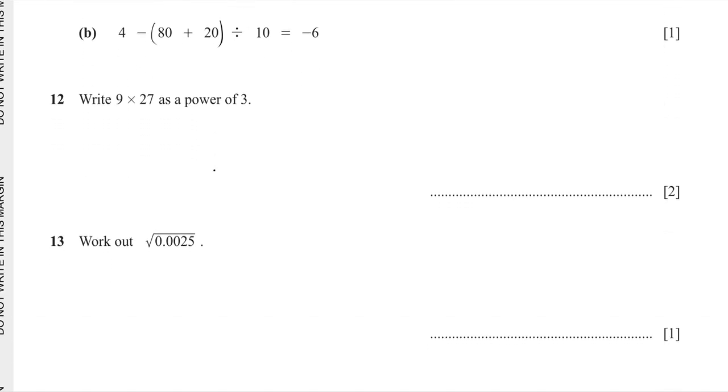Let's go to question number 12. Write 9 times 27 as a power of 3. First, we have to know 9 equals 3 squared and 27 equals 3 times 3 times 3, that equals 3 cubed. So we have got 3 squared times 3 cubed. Whenever you are multiplying the same bases, you just have to add their powers. So we have got 3 to the power of 2 plus 3. That's going to be equal to 3 raised to 5.